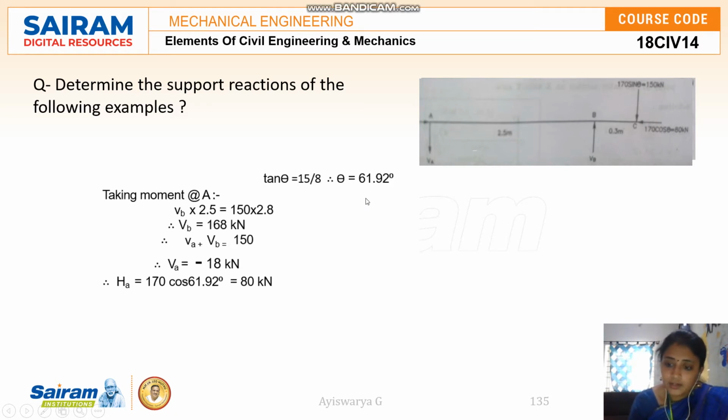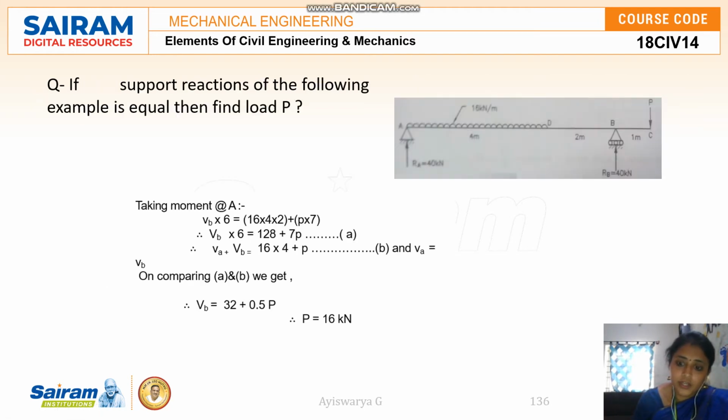Okay, see guys, so VA plus VB is equal to 150 Newton, and by applying all these things you can get the final answers. And one more thing is, if you solve like this for the next numerical, you will get the answers.